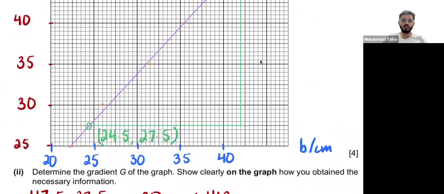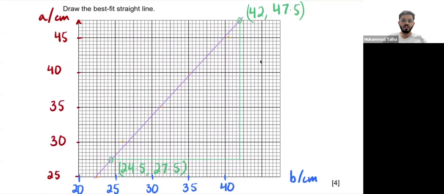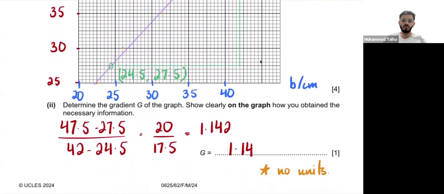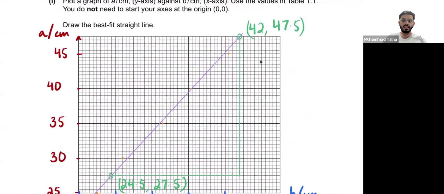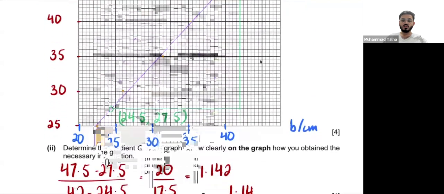Another thing to take care of while selecting points for the gradient is that these points must be greater than half the length of the line away. So you should preferably take one near the top and one really near the bottom of the line. Then I just use change in y over change in x. So 47.5 minus 27.5 over 42 minus 24.5. So my answer turns out to be this. If you think about the units here, because gradient is y over x, so centimeters over centimeters. So by the way, this has no units.